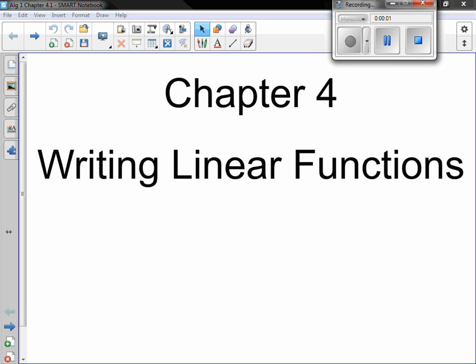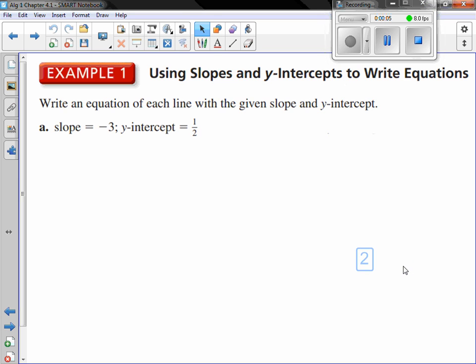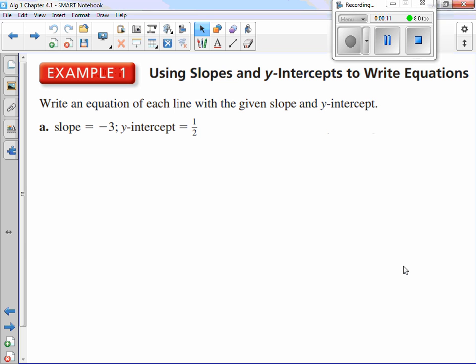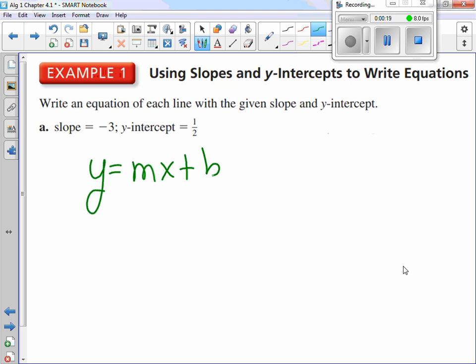We are starting chapter 4, writing linear functions. So the first thing we're going to talk about is writing linear equations in slope-intercept form. Now, slope-intercept form is y is equal to mx plus b.